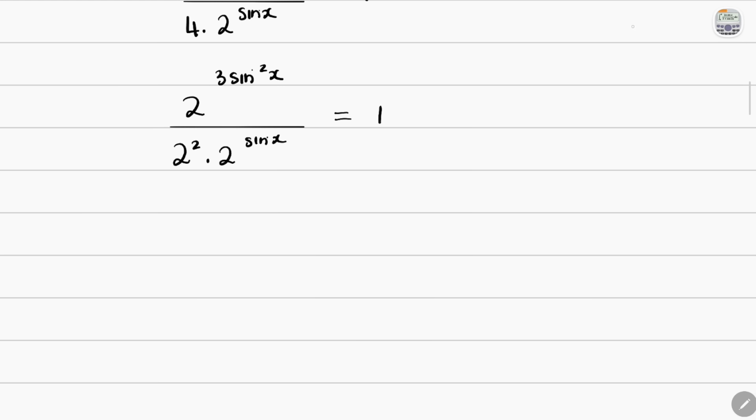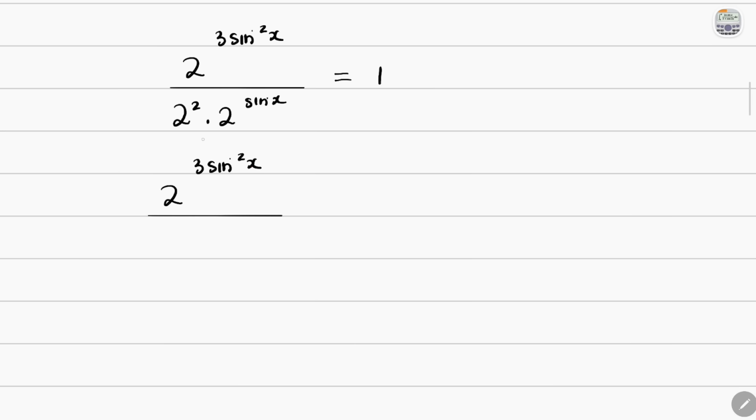Then rewrite the numerator. Now you see when the bases are the same and you're multiplying, then you add the exponents. So what we're going to do is say 2 to the power of sine x plus 2. You can say 2 plus sine x, but I want it like that. So it's equal to 1.